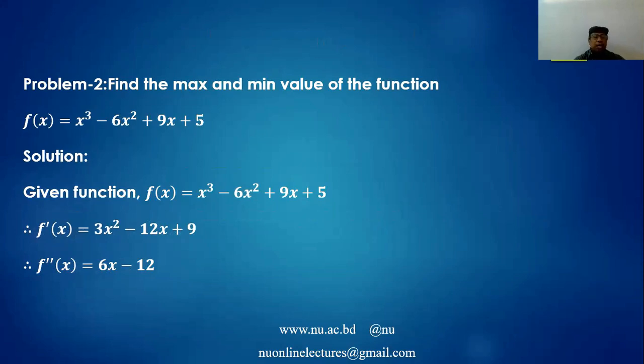So my dear students, the derivative of x to the power n... so 3x square minus 12x, here 9x, and the 5 is the constant, so it should be 0. So this is the first derivative.